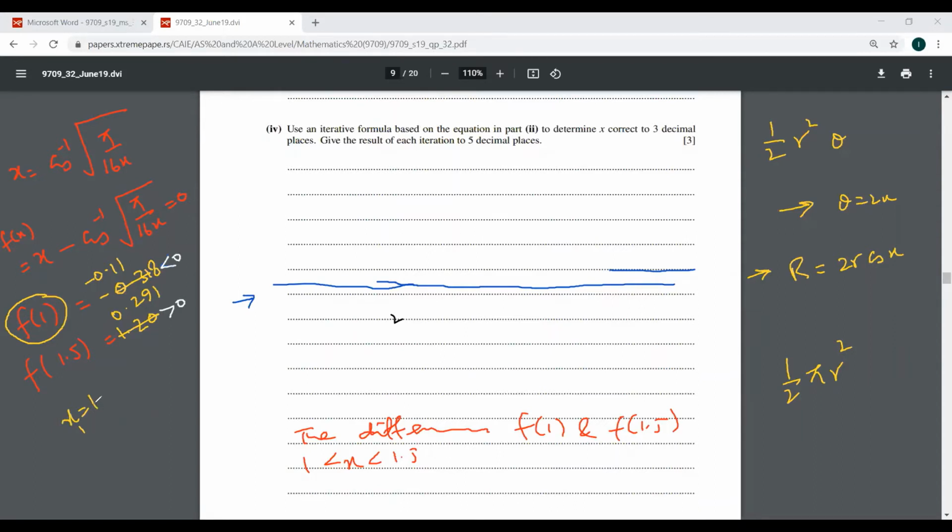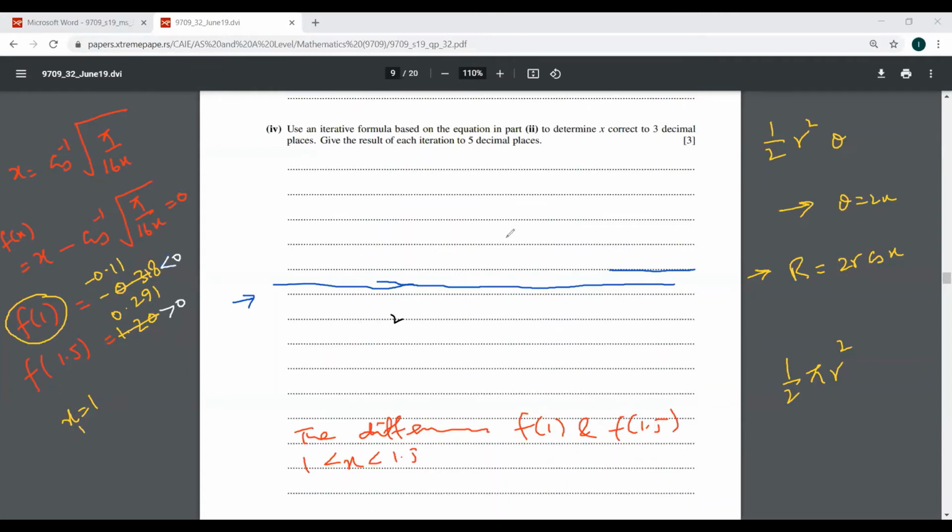Sometimes you are asked to draw the graphs, okay? And from the point of intersection, you can have an idea which is going to be your initial value. Sometimes this becomes a hit and trial situation because you have to take a value that converges somewhere. If your iterative formula is not converging to a certain value, that means you need to change your initial value.